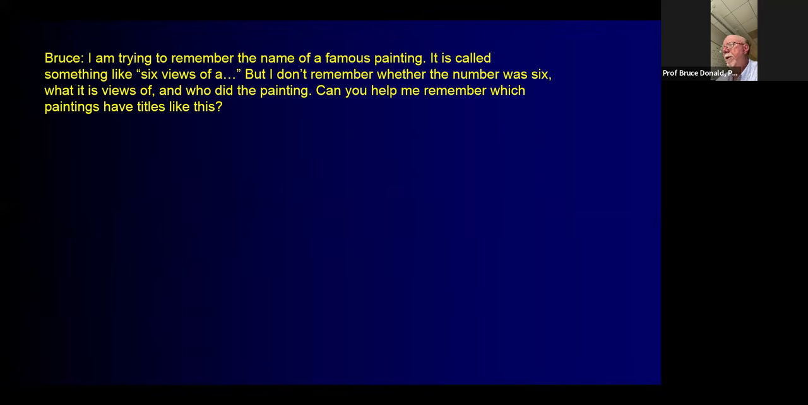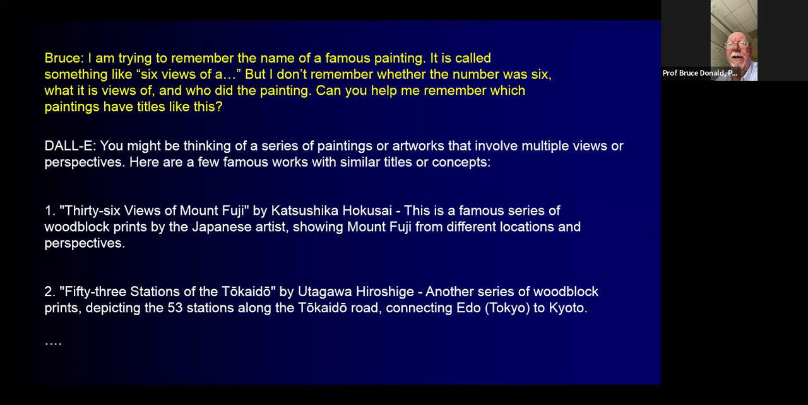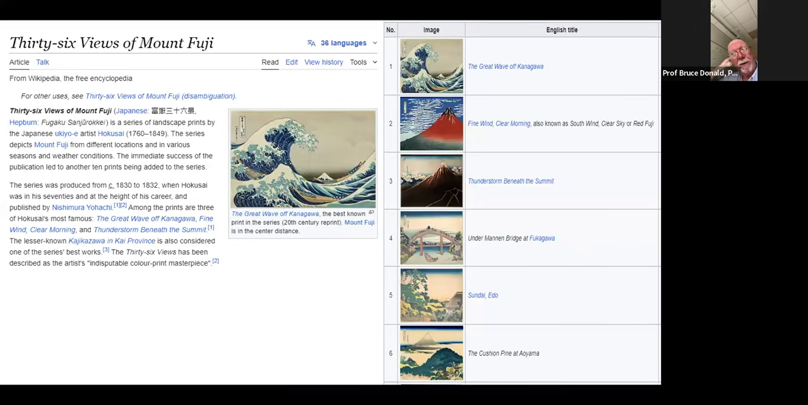Here's a case where it was really useful to me, not in protein structure. I wanted a picture to show you here, and I couldn't remember the name of it. You can't Google it with this query, but ChatGPT knows all about it, or DALL-E. It says, look, here's what you're thinking of. Just look at this. 36 views of Mount Fuji. In fact, here's the set of paintings. So that's the inspiration for this talk. So it could be really useful to use generative AI here.